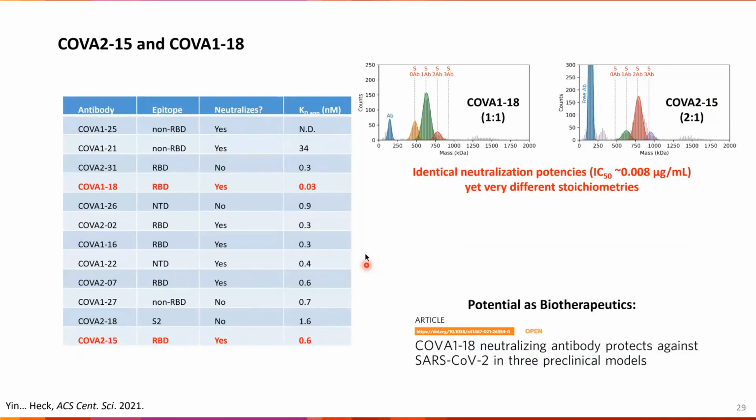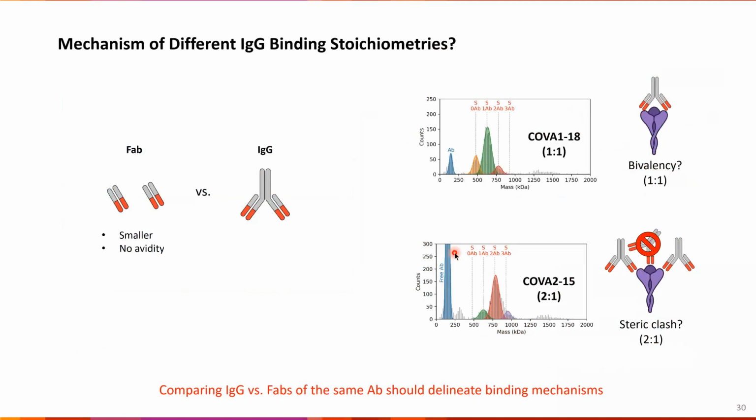So for the next few in-depth studies, we wanted to focus on 2 antibodies, CoVA-118 and CoVA-215. We chose these because they are both quite potent at neutralizing the spike protein, yet by our data, they seem to possess quite different binding characteristics. CoVA-118 preferred this 1-to-1 stoichiometry, whereas 215 preferred this 2-to-1 stoichiometry. And there was also some potential of these antibodies as biotherapeutics. So we wanted to understand what was actually causing these different binding stoichiometries.